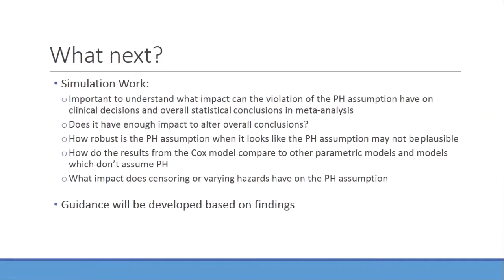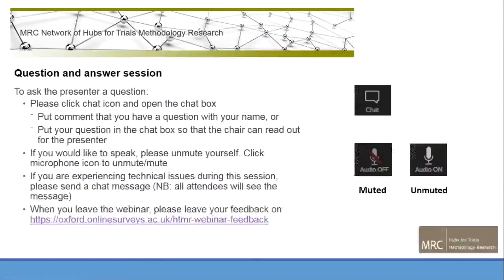And also, how robust is the Cox model when the PH assumption may or may not be plausible? And also understanding how the results from the Cox model compare to other parametric models and models which don't assume PH? And what impact does censoring or varying hazards have on the PH assumption? We're hoping that the simulation work and all the review work that we've done will help us in developing some guidance which can be used by many of you here.